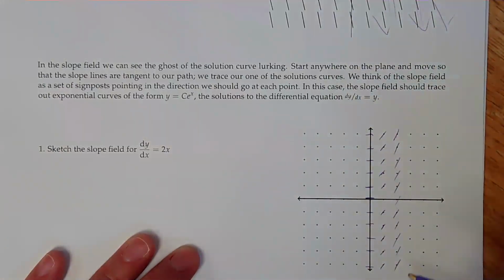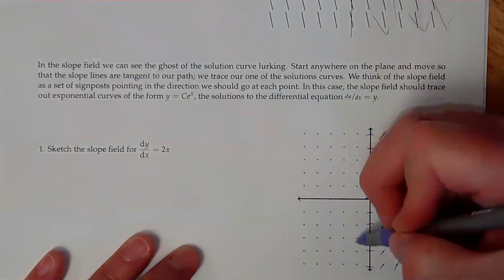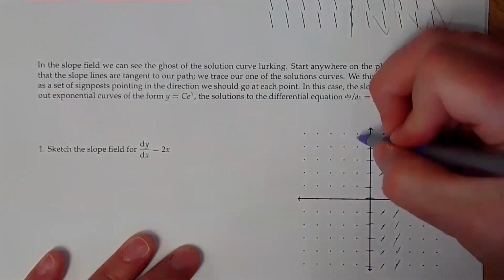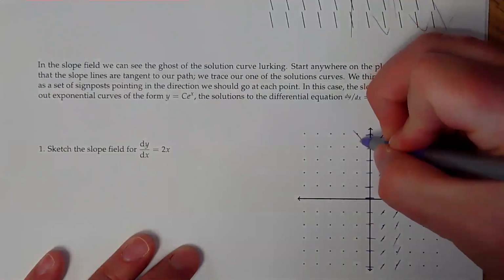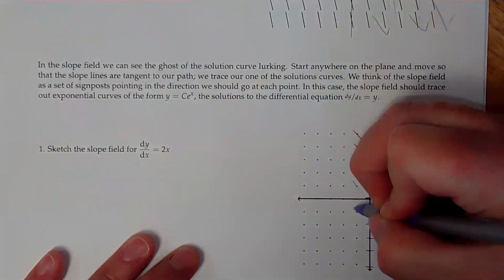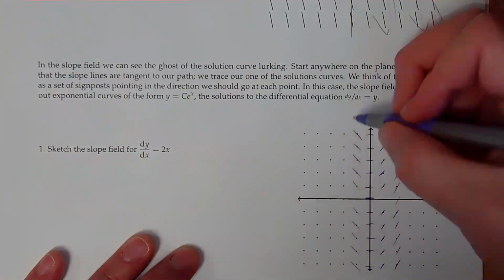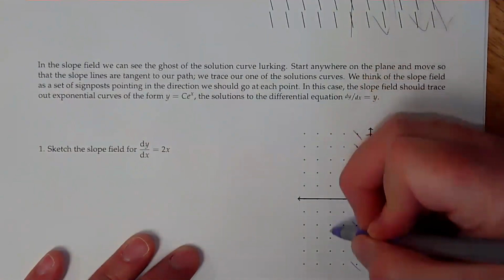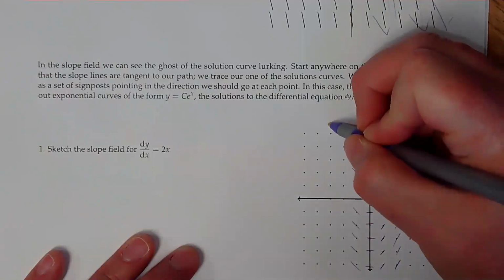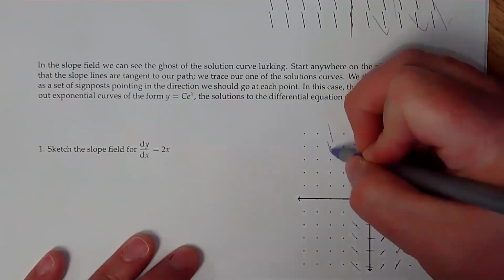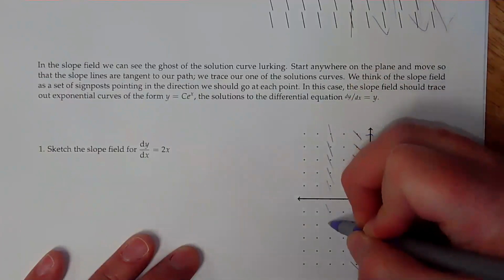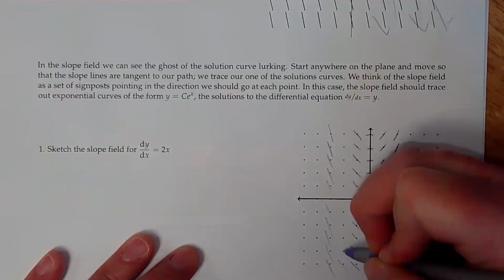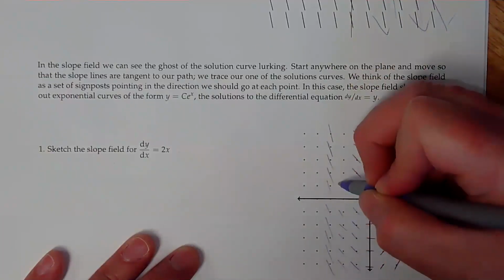Now let's look at the negative side here. This line is going to be x is equal to negative 1, so 2 times negative 1 gives me negative 2. We'll sketch some of those in. Here, x is equal to negative 3, so 2 times negative 3 is negative 6. These are going to be really steep. And these are a little less steep.